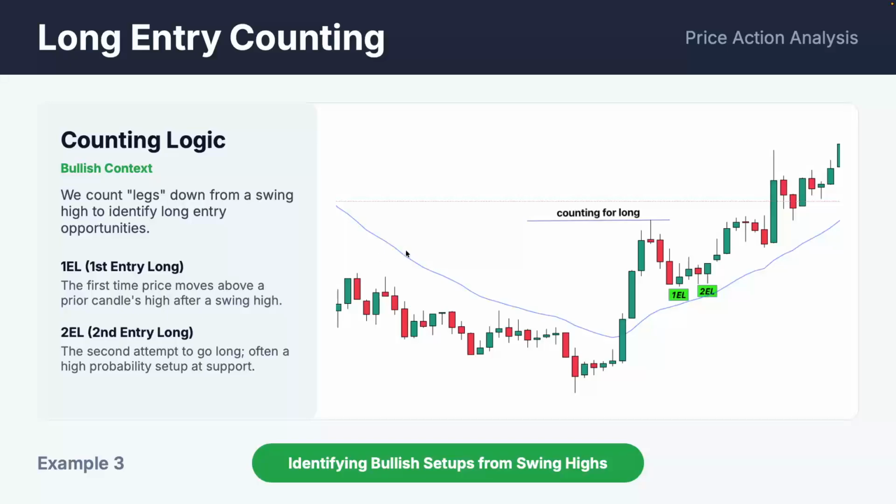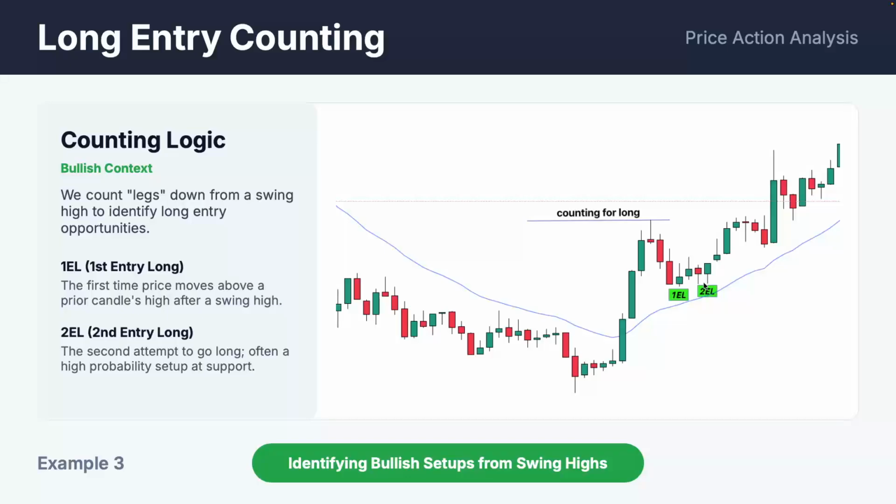This is the third example. Here you can see the market was bearish, and then what is happening? The market is going up. Counting from the swing high, this green bar broke the high of the previous green bar, which is marked as first entry long. This was the first time the high of a bar was broken, counting from this swing high. Then this green bar broke the high of this green bar, which has an equal low to this red bar. So this green bar will be marked as second entry long.